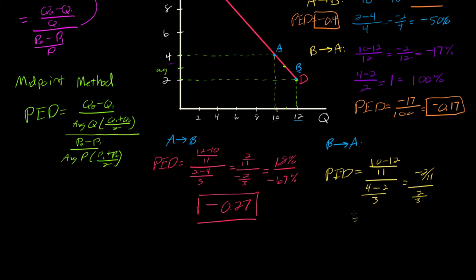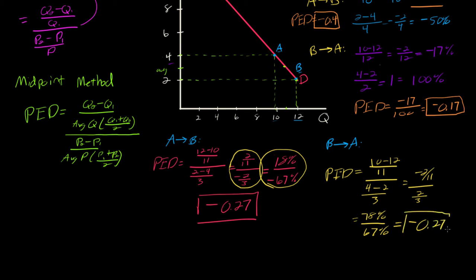Oh, look at this. We have the exact same thing that we did over here, except the negative signs are in the opposite places. So we're now going to have an 18% decrease. That's negative 18% in quantity, resulting from a 67% increase in price. And that's the same calculation we did here. That's going to give us a PED of negative 0.27. Check that out. We have the same PED values whether the price goes up or down. These are the same.